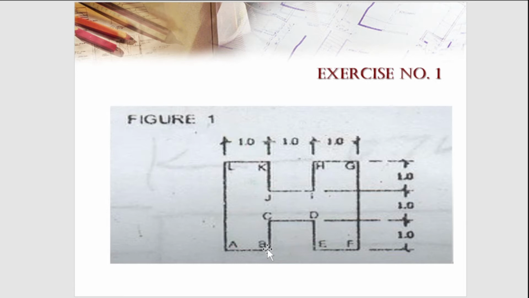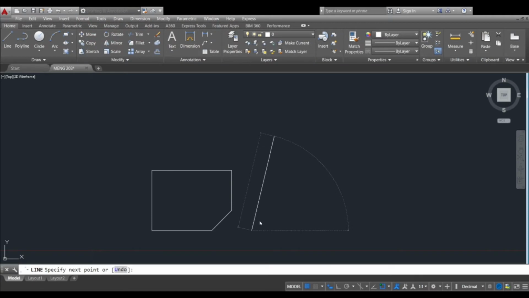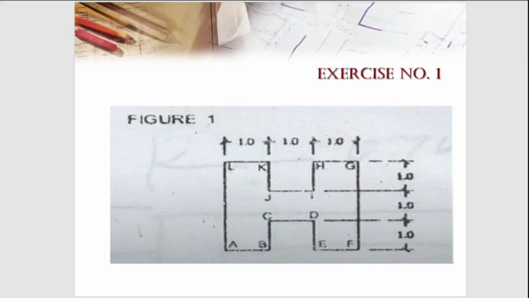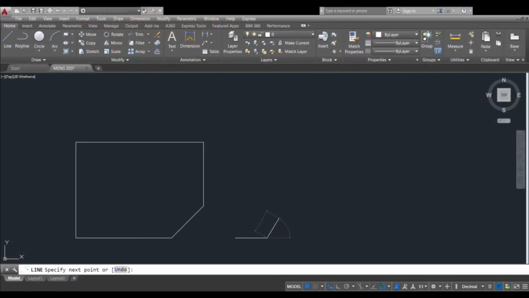So our coordinate is at 1 angle 0. Okay, going to the next point. Our next point is point C. So we move by 1 unit and the angle is 90. So that is at 1 angle 90.